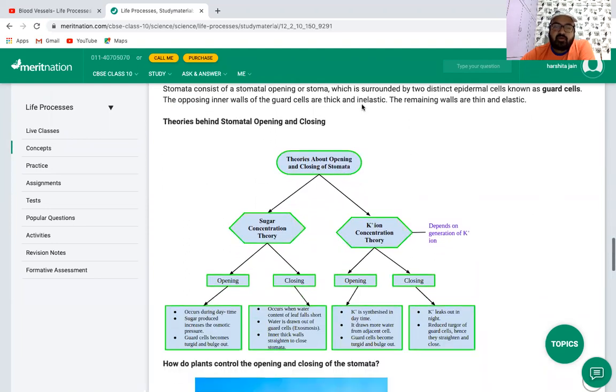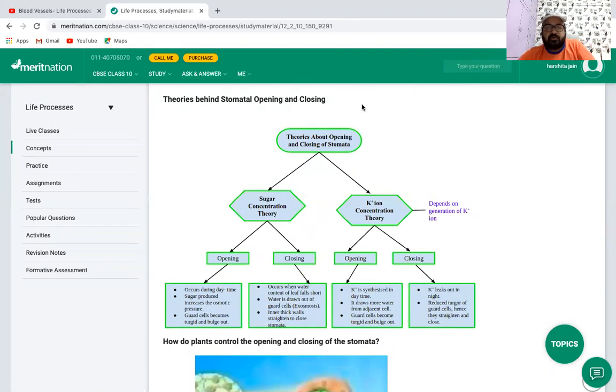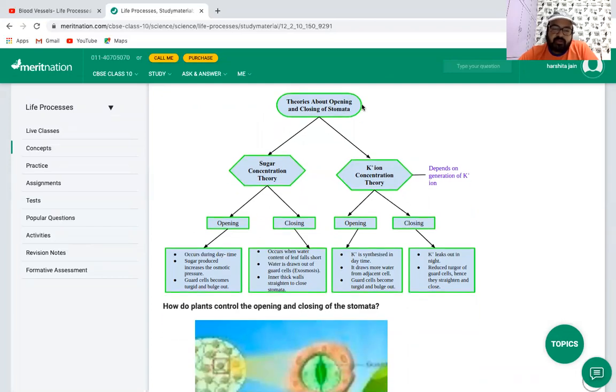Now look at the theory behind stomatal opening and closing. There are two theories explaining it. One is the sugar concentration theory. It occurs during daytime, sugar produced increases the osmotic pressure, and the guard cells become turgid or full. Closing occurs when the water content of the leaf falls short. Water is drawn out of the guard cells, we know exosmosis, and the inner thick walls straighten to close.